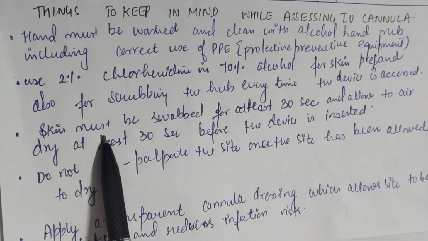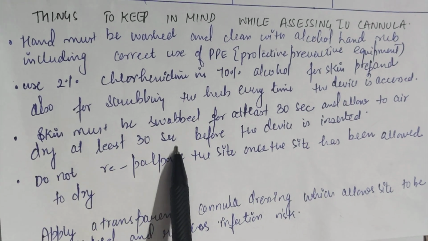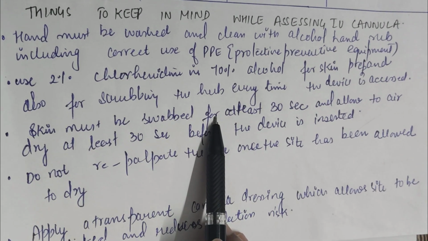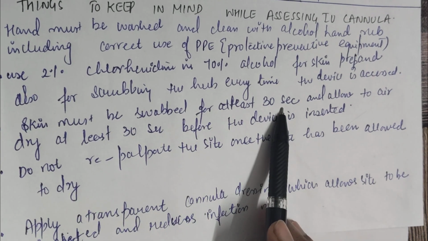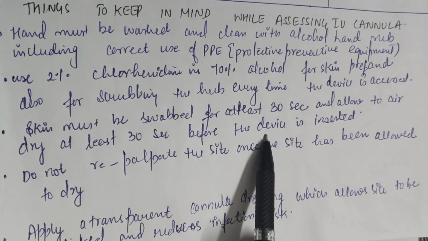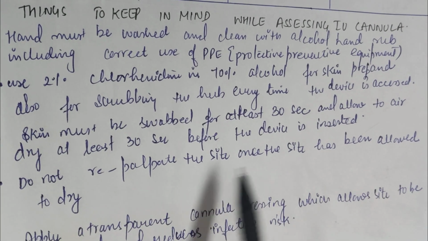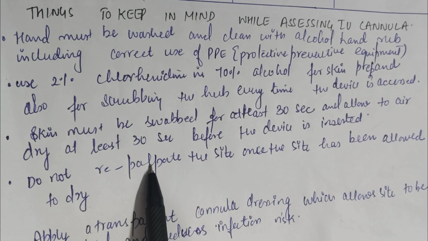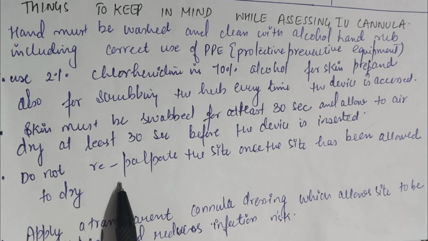Okay, next is the skin must be swabbed for at least 30 seconds and allowed to air dry for at least 30 seconds before the device is inserted. So we first prepare the skin, and after that clean the skin with the swab also and leave it 30 seconds so that it air dries, and then we have to insert the device. Do not repalpate the site once the site has been allowed to dry. It's most common that when we clean the skin we then use our hand to repalpate. That is not a proper practice, so please don't repalpate the site.